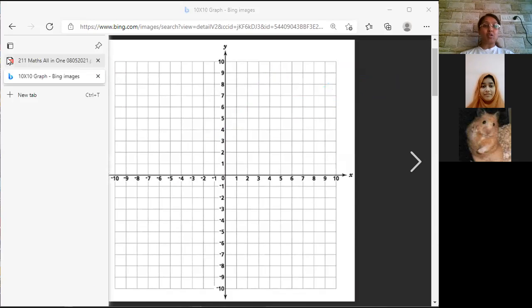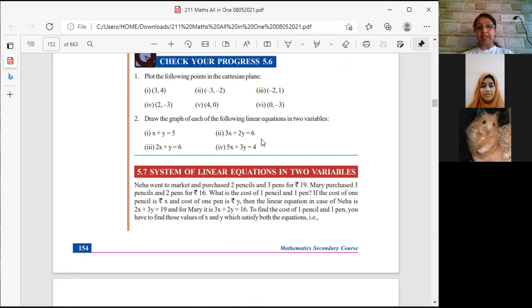You will complete all the questions. So I assume that 5.6 is complete because I have taught you how to plot the points as well as how to plot the equation lines on the Cartesian plane.